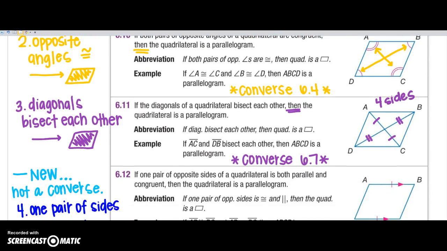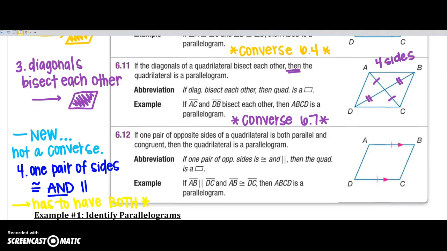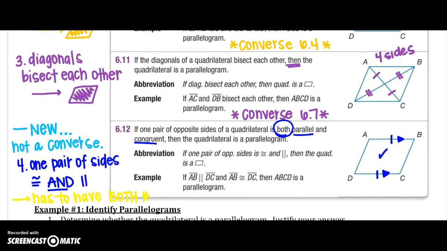And the last one is some new information. If one pair of opposite sides of a quadrilateral are both, and that's that big word that we need to, both of these things have to happen, both parallel and congruent. So if I see quadrilateral ABCD and I have sides that are both congruent and I see they're parallel, I know that it's a parallelogram. So those are just some facts that we can use to show that we have a parallelogram and not necessarily just a quadrilateral.